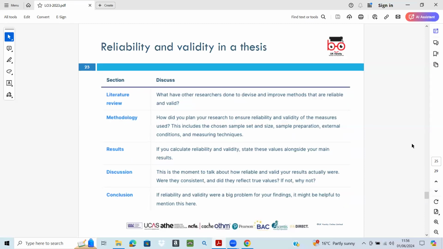Okay, here we have an image: reliability and validity in a thesis. We have literature review, methodology, results, discussion, and conclusion. So we need to include these sections: literature review, methodology, results, discussion, and conclusion. We have gone through all of them in detail in the previous slides.